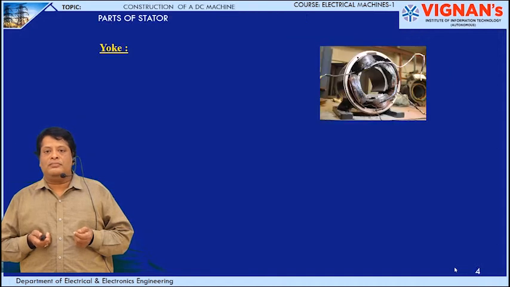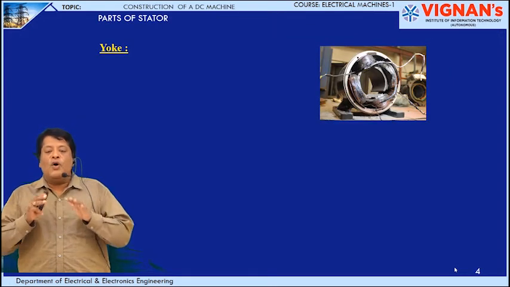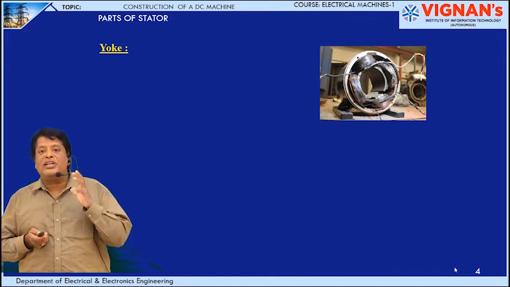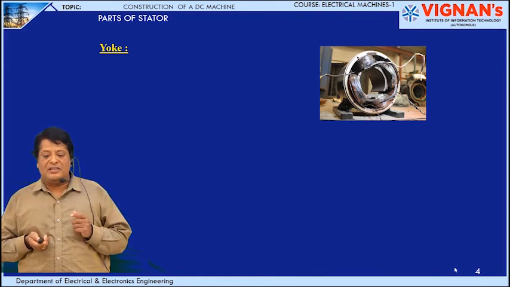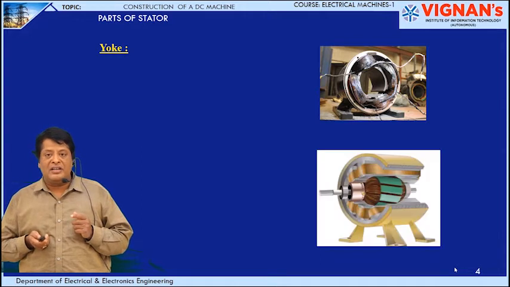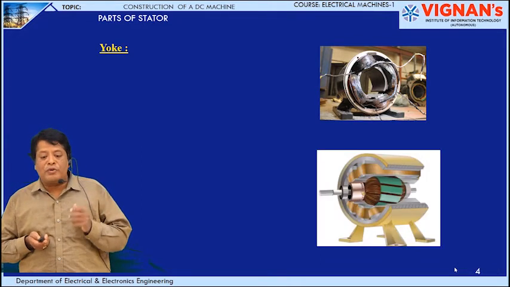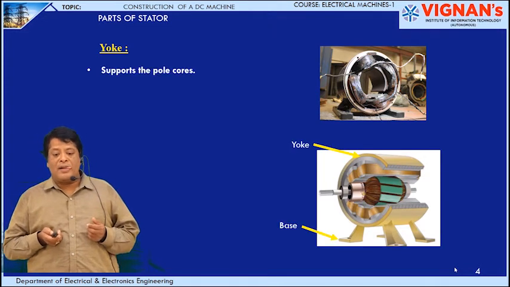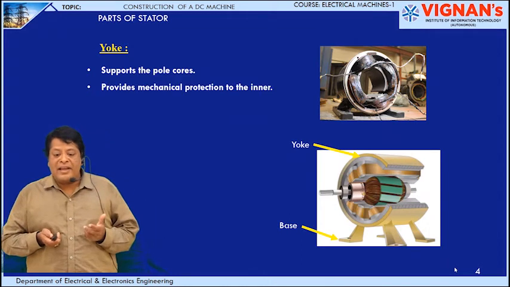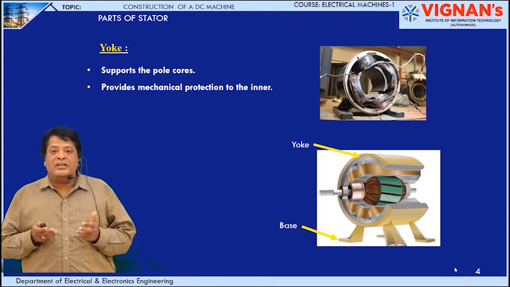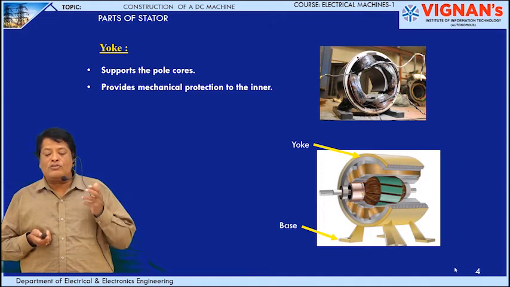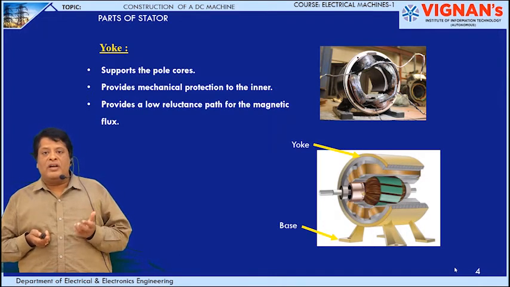Yoke. The yoke is the outer periphery of the machine. It is of hollow cylindrical nature. It gives mechanical support to the poles. It provides mechanical protection to the inner parts of the machine. Next, it also offers a low reluctance path to the flux which is created from the field winding.